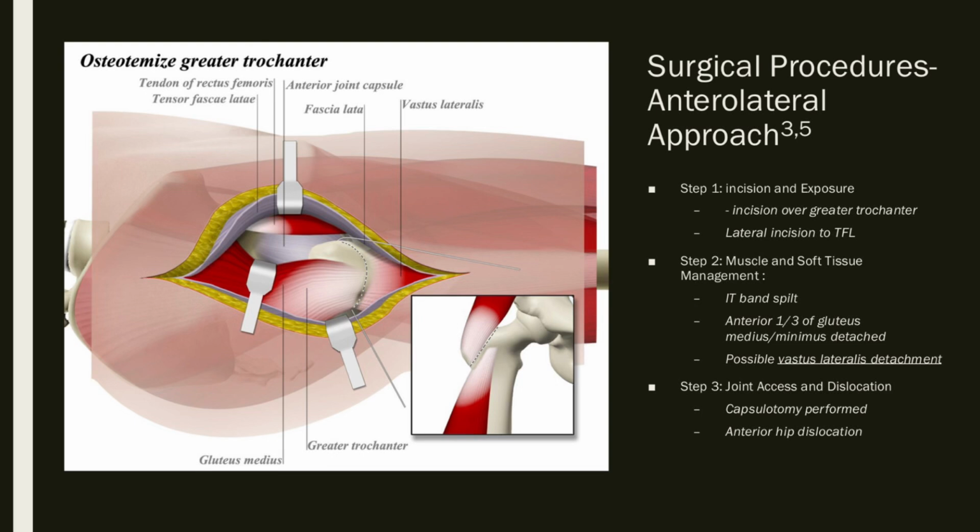Next, the iliotibial band is carefully split to further expose the hip structures. Then the anterior 1/3 of both the gluteus medius and minimus muscles are detached from their insertion. In some cases, the surgeon may also have to detach the vastus lateralis to improve joint exposure. Then, to access the hip joint, the surgeon performs a capsulotomy, which is an incision to the joint capsule. The hip is then dislocated anteriorly to allow for adequate exposure of the femoral head and acetabulum. And unlike the posterior approach, the external rotators remain intact, which helps with post-operative stability.